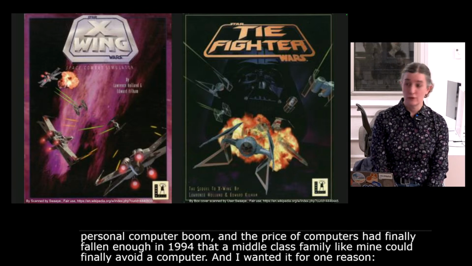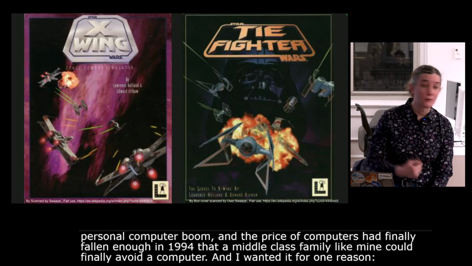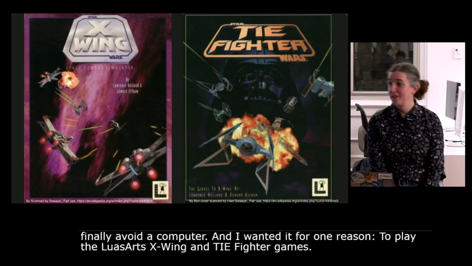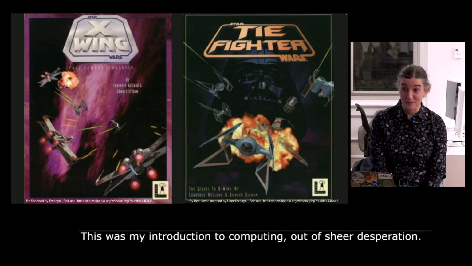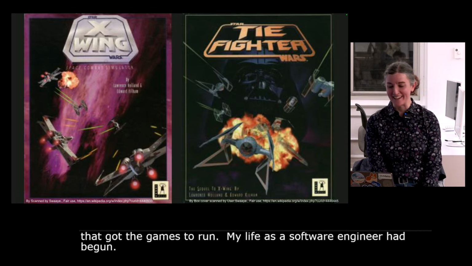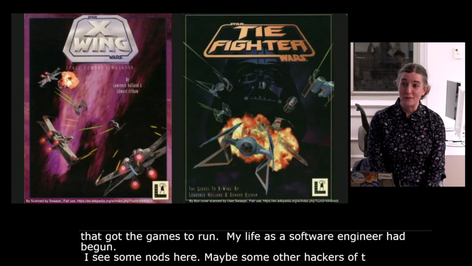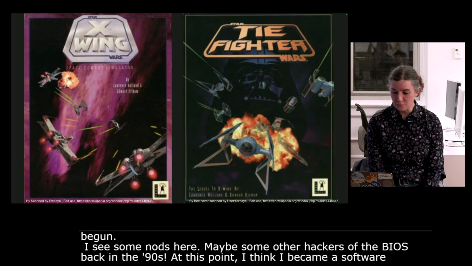Out of sheer desperation, the computer that we bought at the time did not have enough memory to run these games. And what I learned is that I could hack the BIOS to get more memory into high mem to play these games that I wanted to play. I see some nods here, maybe some other hackers of the BIOS back in the 90s. And at this point, I think I became a software developer. I was hooked on this power over the computer.